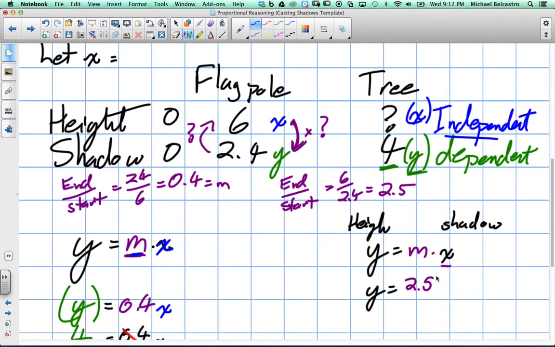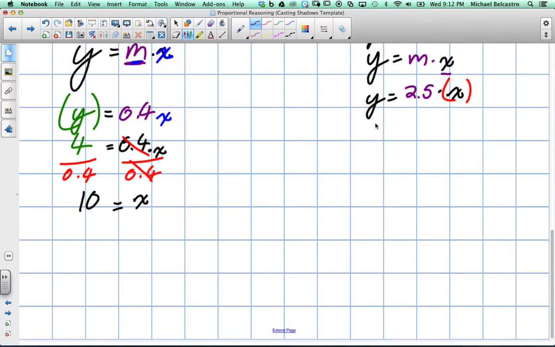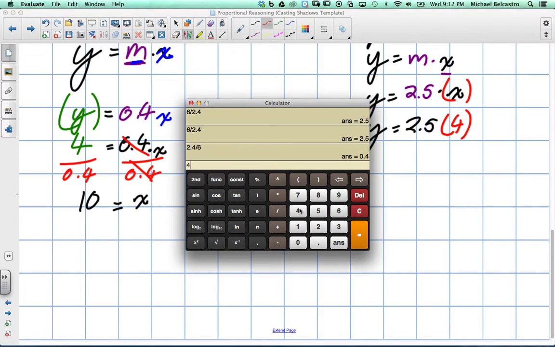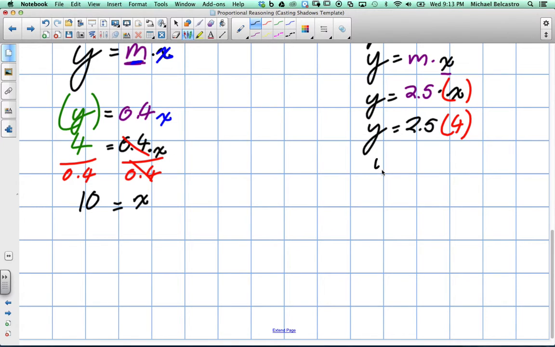2.5 times x. Okay. Now, because you called x your shadow, the tree shadow was 4, so we will be replacing the x with the value of 4 instead. And with our different rate, we should still come to the same answer. So 2.5 times our value of 4. You can use your calculator again. Okay. 4 times 2.5, and lo and behold, you get y is equal to 10.